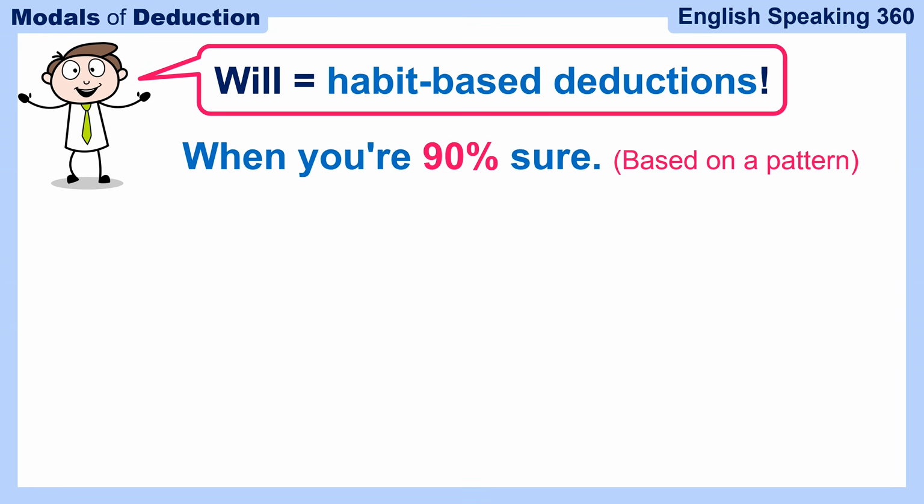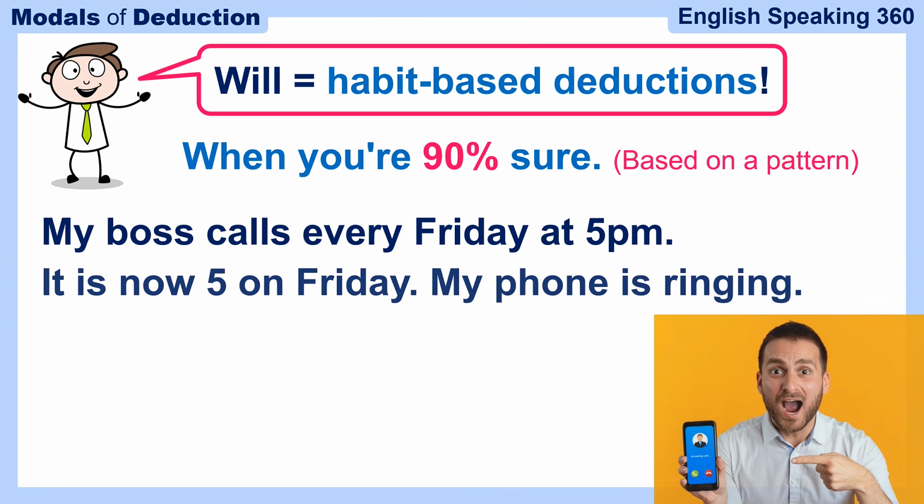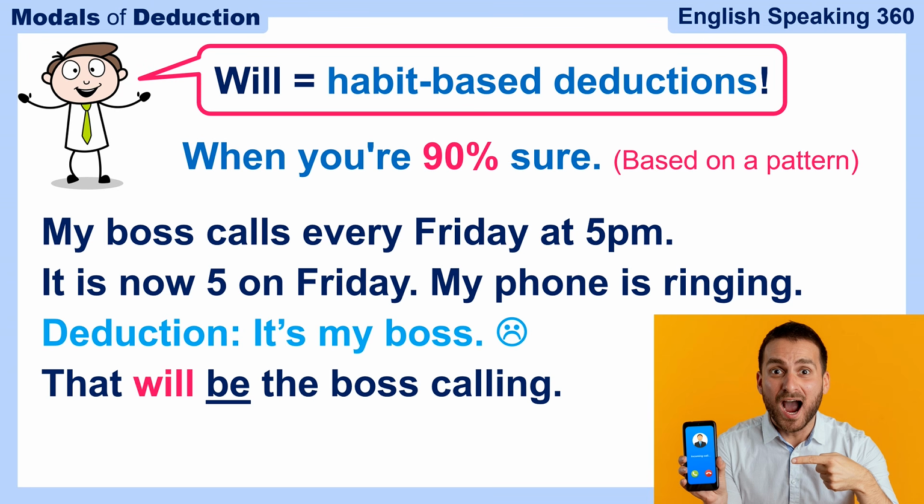Let me show you what I mean. My boss calls every Friday at 5 p.m. That is the pattern. My boss always calls every Friday at 5 p.m. It is now 5 p.m. on Friday. My phone is ringing. What is my deduction? My deduction is it's my boss calling, and I'm not happy about it because he's calling to check up on me to make sure that I'm still at the office on Friday evening at 5 p.m. He's making sure that I haven't left early. So my sentence will be, that will be the boss calling.